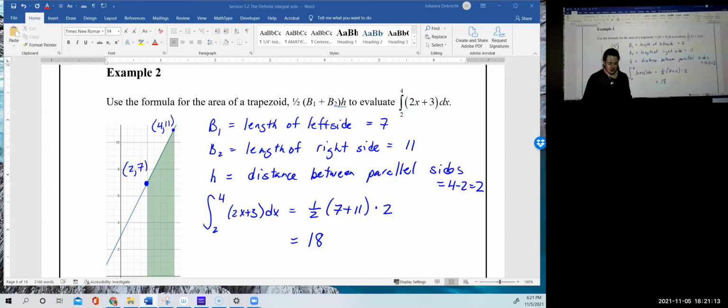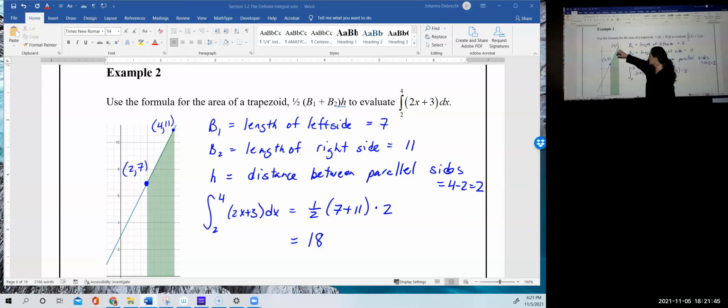How did you do? Let's take a look and see what I did. B1 is the length of the left side, which is 7. Now, how did I know it was 7? Well, the upper function is the integrand function, and that's 2x plus 3. So I looked at the left side and saw that it was at x equal 2. So I took the 2 and plugged it into the formula, which gave me 7. That means that the ordered pair (2, 7) is here. So the length of this side is 7 long.